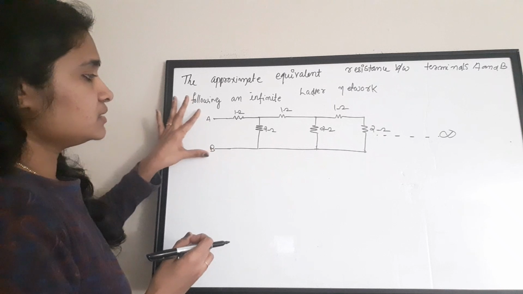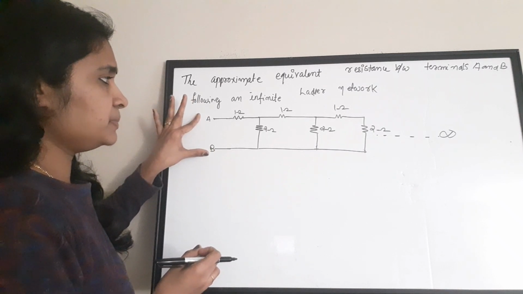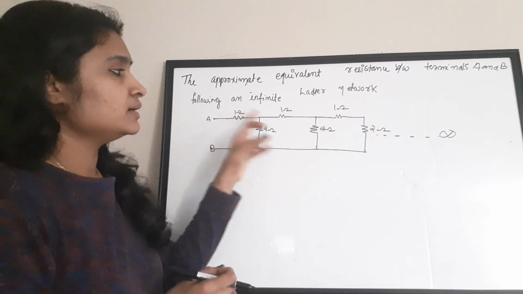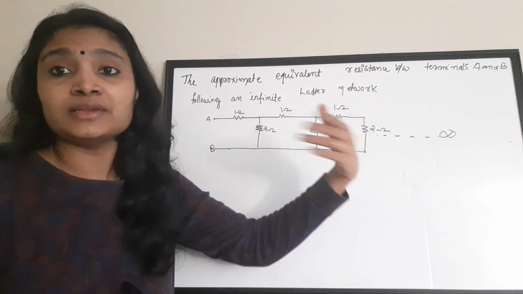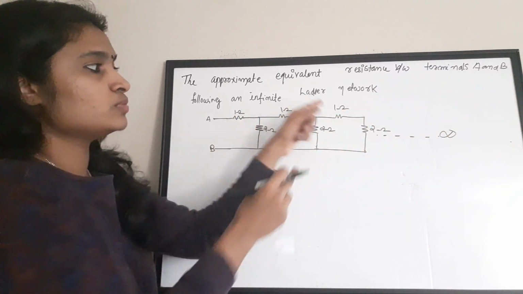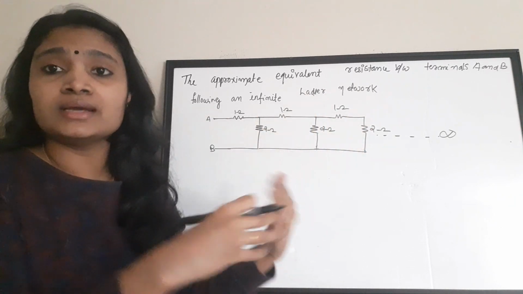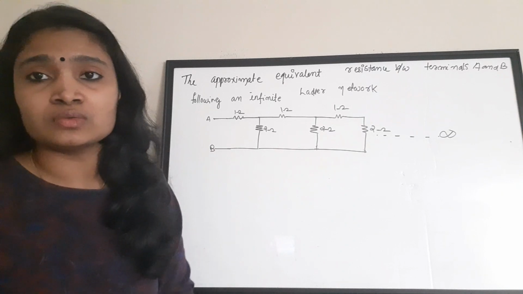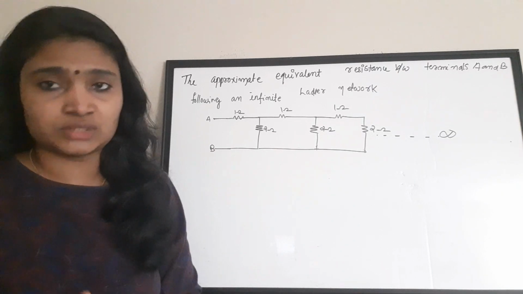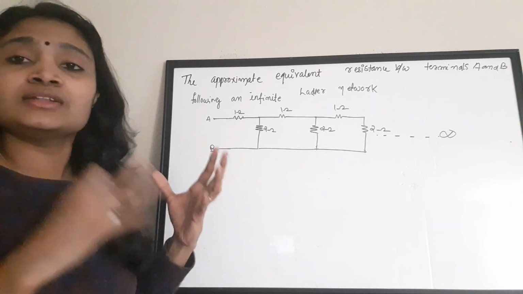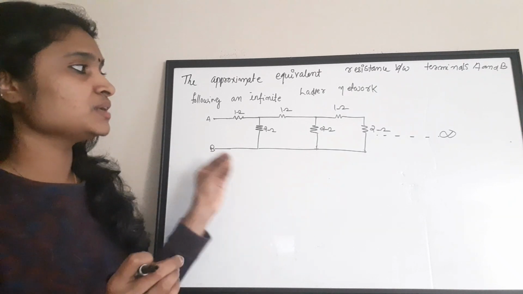Between these terminals A and B, there is a 1 ohm, there is a 2 ohm. Here again, this is being repeated in an infinite manner: 1 ohm, 2 ohm, 1 ohm, 2 ohm. Likewise, you cannot predict where the limit is. It is going in an infinite way. So how to solve such an infinite connection? If you approach such a question, there are high chances that you may skip it, but you don't need to actually skip the question.